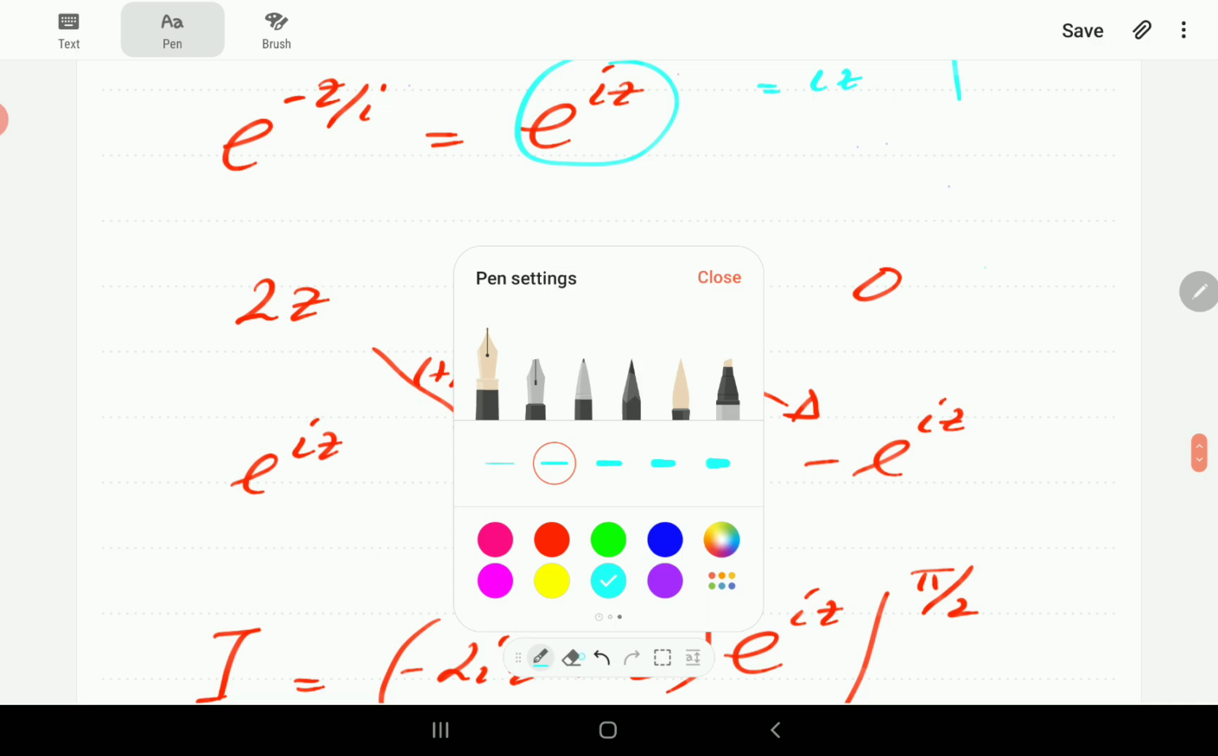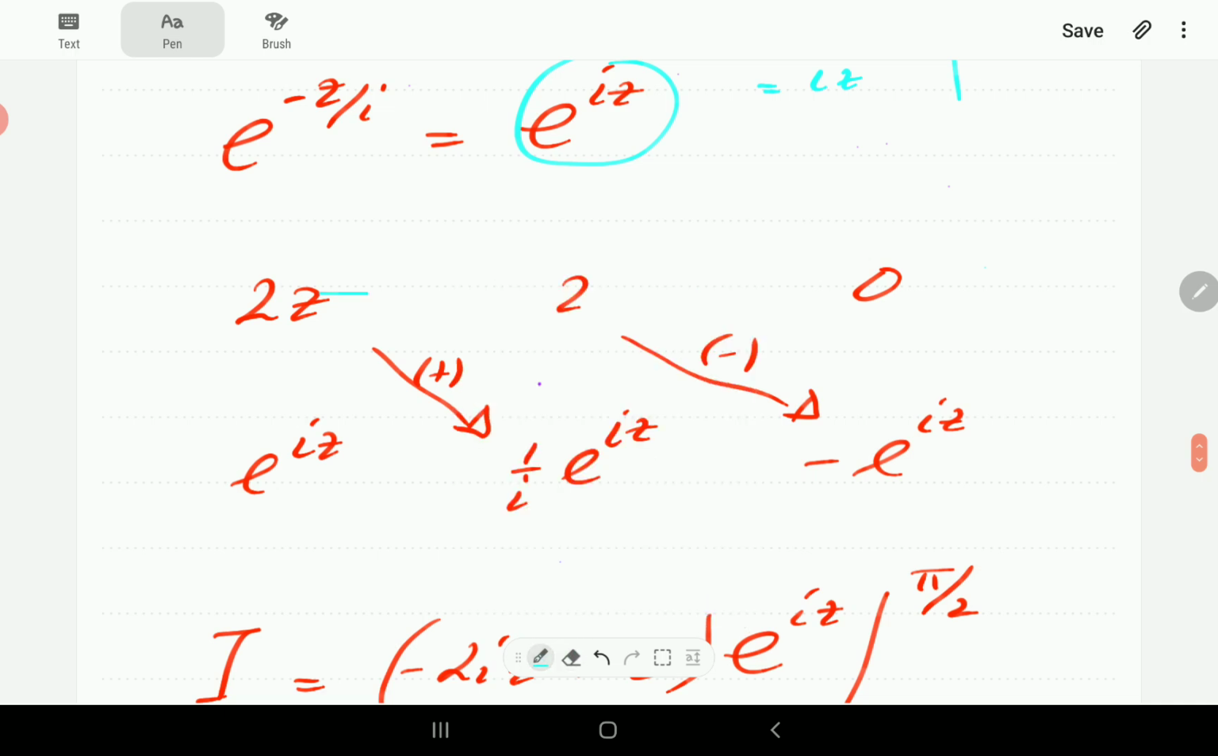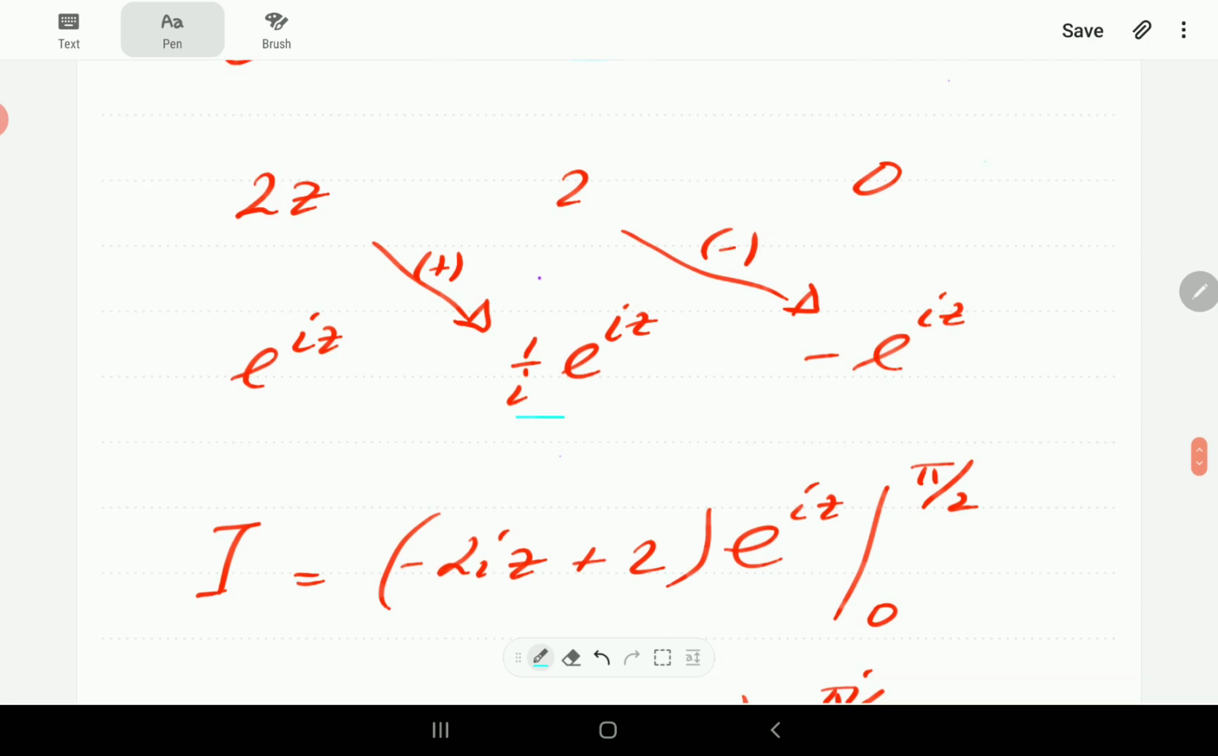So if we take the 2z and differentiate repeatedly, and then we take this one and integrate, we're going to have to divide by the derivative of iz. The first pair is plus, the second pair is minus. 1 over i is negative i, so that's going to be negative 2iz, and then this is minus and minus, that's going to be positive.